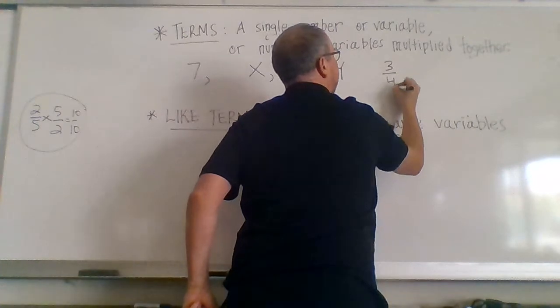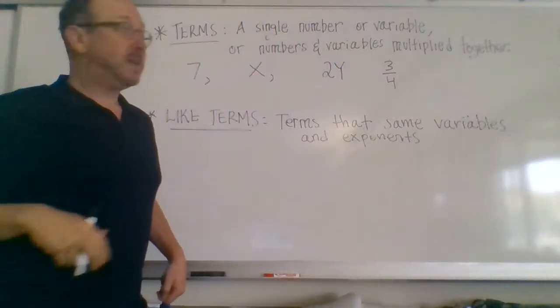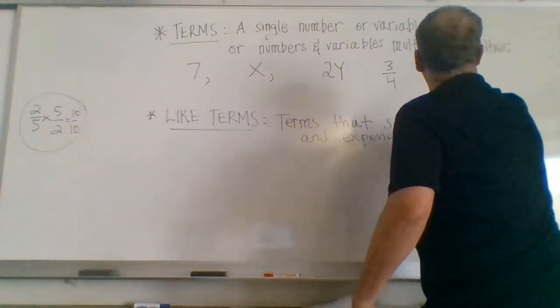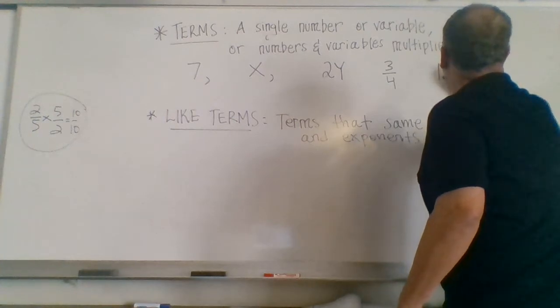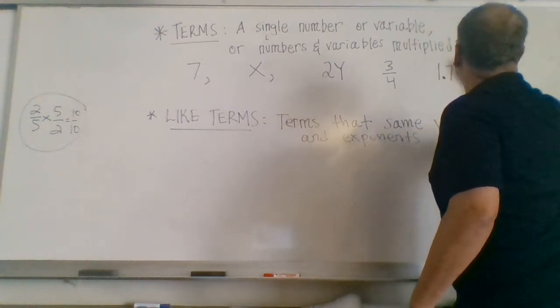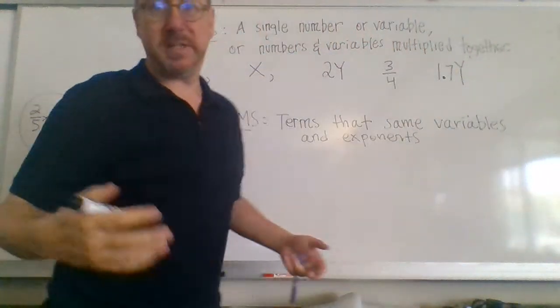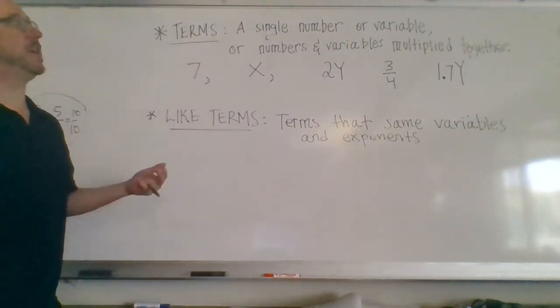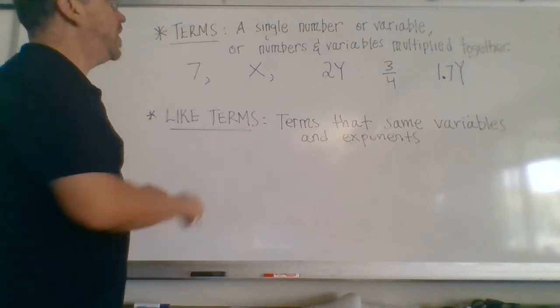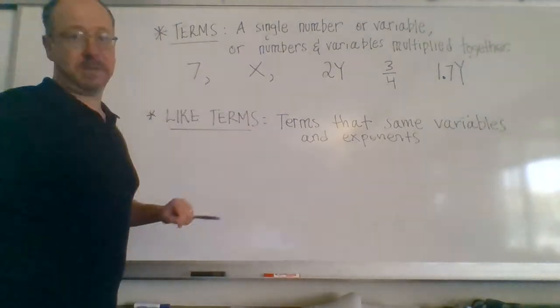3/4 is a term. And 1.7y would be a term. 1 7/10 times y, that would be a term. Okay, these are all examples of terms.